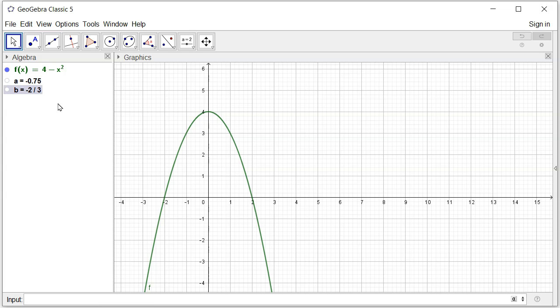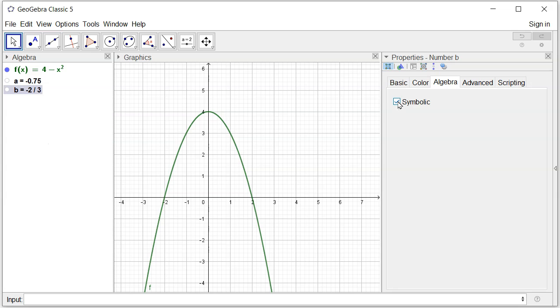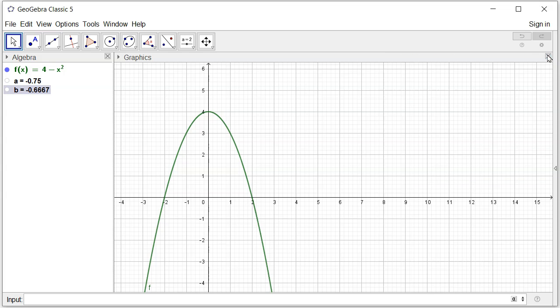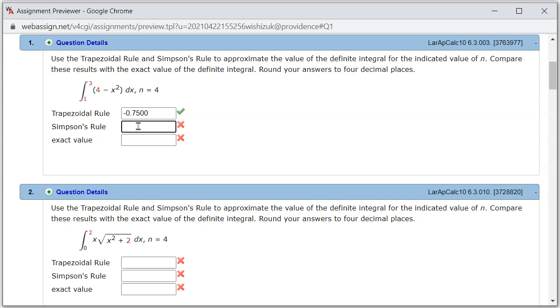So it came out to be that. Again, I'm going to right click on this, go to object properties, and uncheck that. It came out to be negative 0.6667. So let's type it in: negative 0.6667. Let's check the answer. It came back, and it looks like we got this one correctly again.